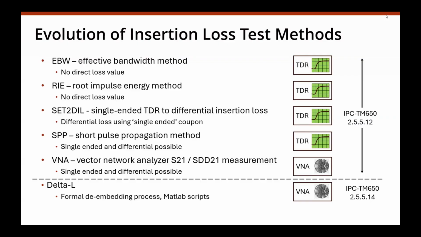The downside is that it was not very accurate in the IPC document. It was just a statement that it would be a possibility. Later on, Intel with Delta L brought a solution to that with a formal de-embedding process based on MATLAB scripts. It's now also part of a newer IPC TM650 standard, and I would claim that's today the standard to measure insertion loss on PCBs. It's not as quick, not as easy as impedance testing, to be clear on that.